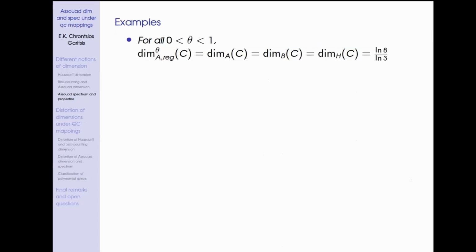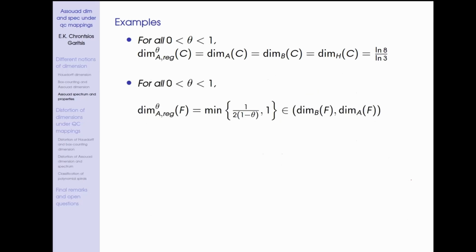Now, some of the examples for the spectrum. The spectrum for any theta of the Sierpinski carpet is ln8 over ln3 again. For that set 1 over n union 0, it's actually given by this formula: 1 over 2 times 1 minus theta, the minimum of that and 1. And this is a value for each theta that fluctuates between the box and the Assouad dimension.